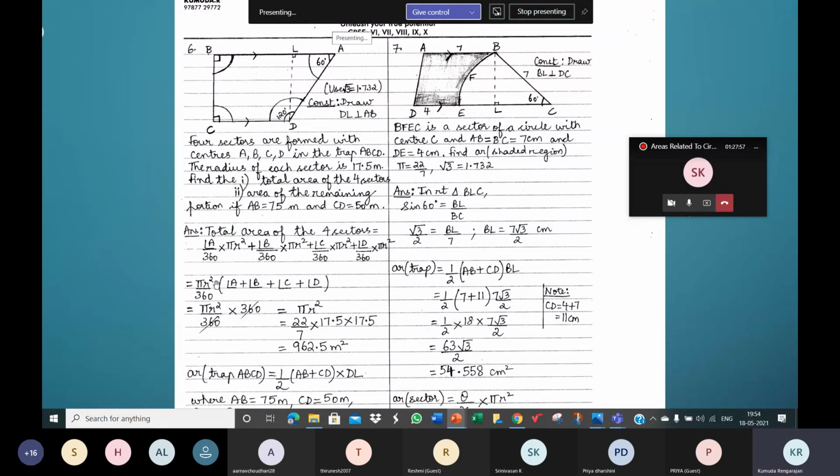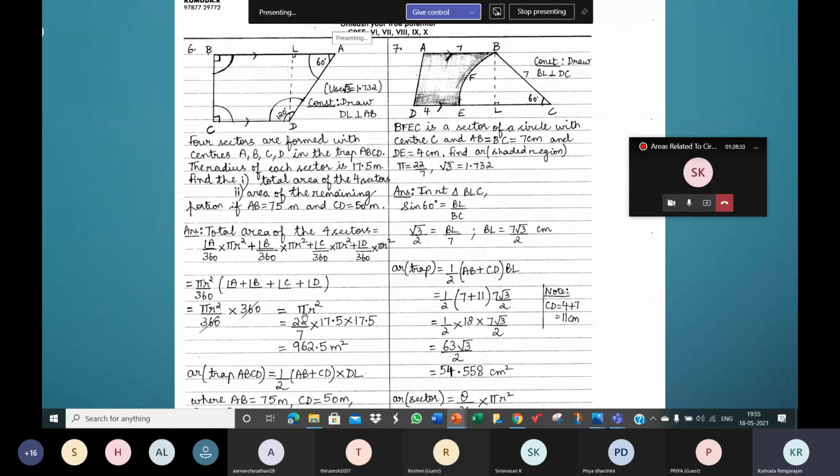So pi r square by 360 common. So we have angle A plus B plus C plus D in bracket. And this total is 360 because the sum of the angles of a quadrilateral is 360 degrees. 360 cancels out in the numerator and denominator. So the sum of the areas of these 4 sectors is equal to pi r square. It's nothing but the area of one circle because the total angle is 360 degrees, a complete angle.